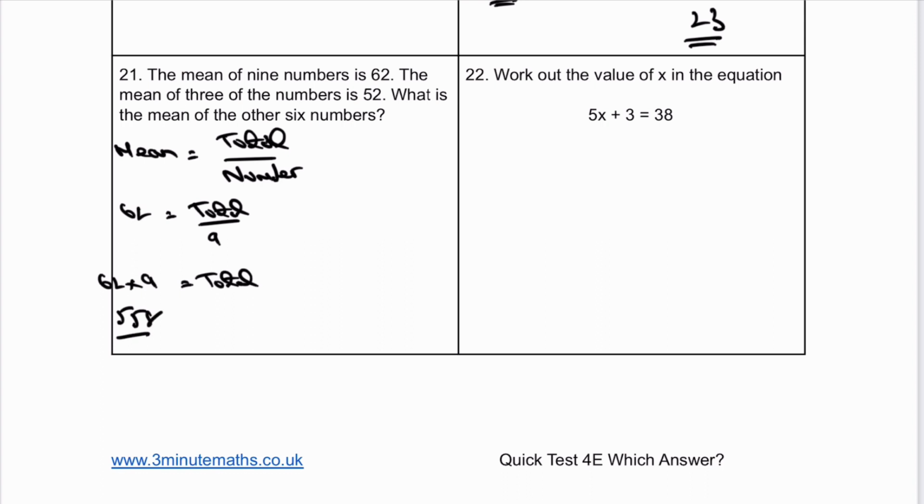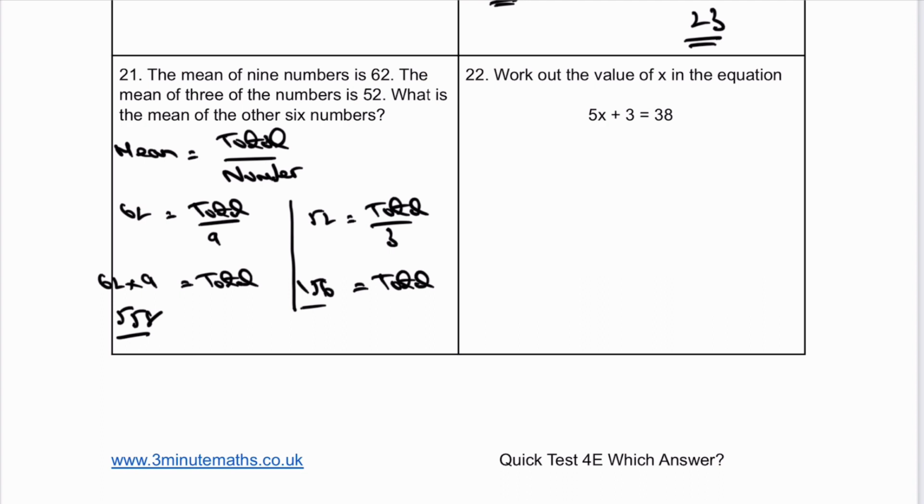All right, let's have a look then at the mean of 3 numbers is 52. So let's look at that. So with 3 numbers, I've got 52 equals total divided by 3. So therefore my total for my 3 numbers is going to be 3 times 52, which is going to be 156. Okay, alright, so now what I need to do is calculate the mean of the other 6 numbers.